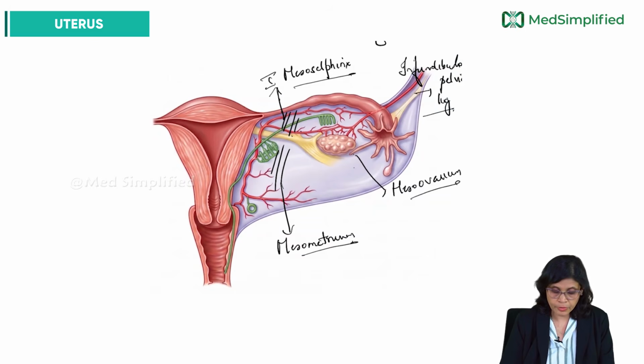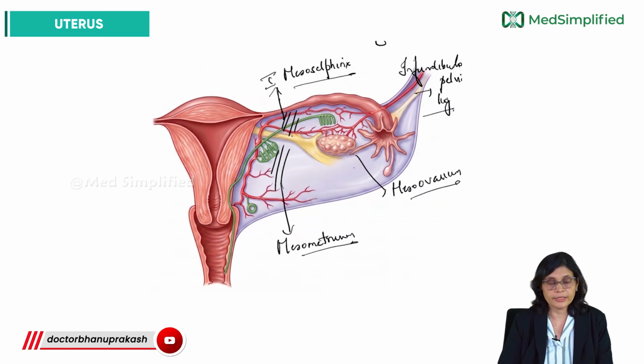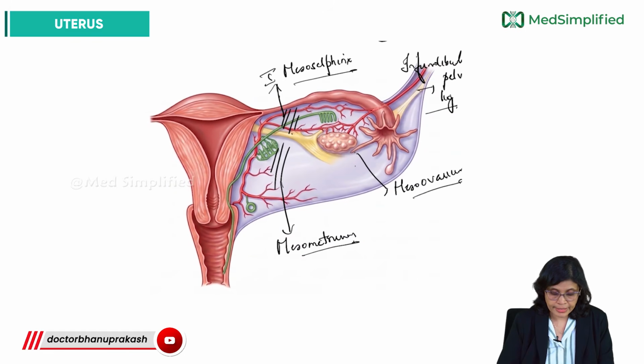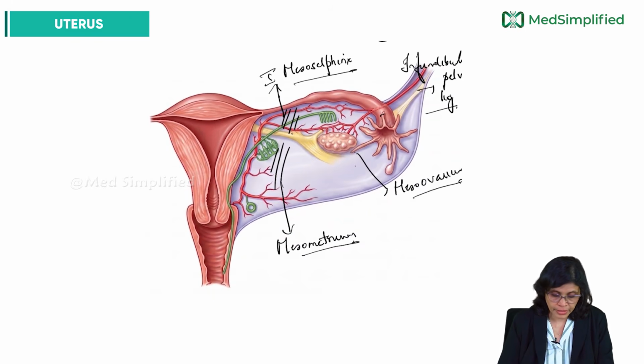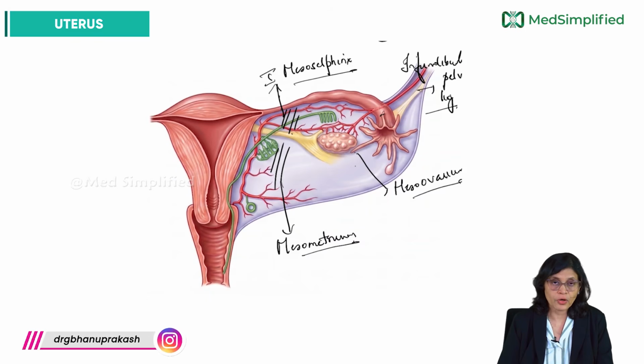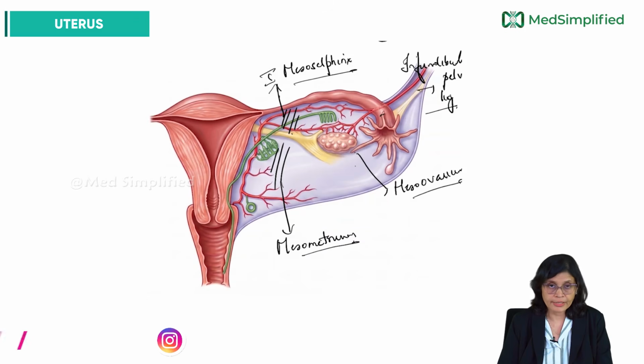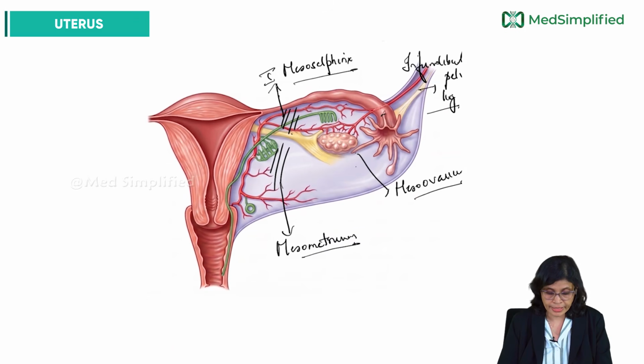Infundibulopelvic ligament, which is also known as the suspensory ligament of the ovary, extends from the infundibulum of the tube to the upper pole of the ovary. This infundibulopelvic ligament contains the ovarian blood vessels, nerves and lymph vessels. So this is what we see in this region.